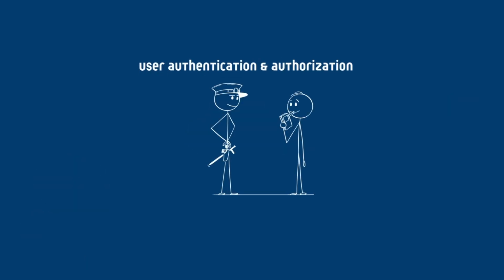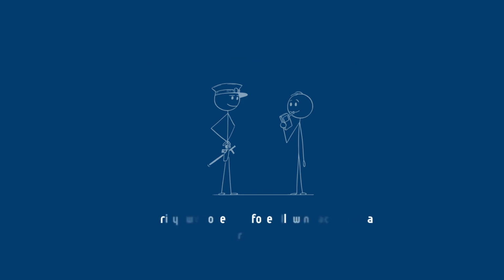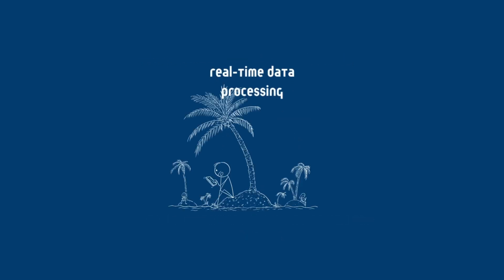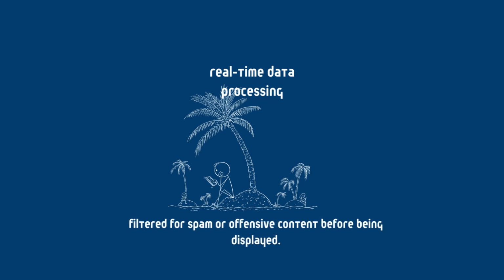They are great for things such as user authentication and authorization. That means instead of handling authentication logic directly in your Flutter app, you can use an edge function to validate and authenticate users before they interact with your backend. An example would be verifying JWT tokens before allowing access to a resource. Also, if your app relies on real-time updates, edge functions can pre-process or filter data before sending it to your Flutter app. An example is when creating a chat app, you may need to filter your messages for spam or offensive content before displaying them.